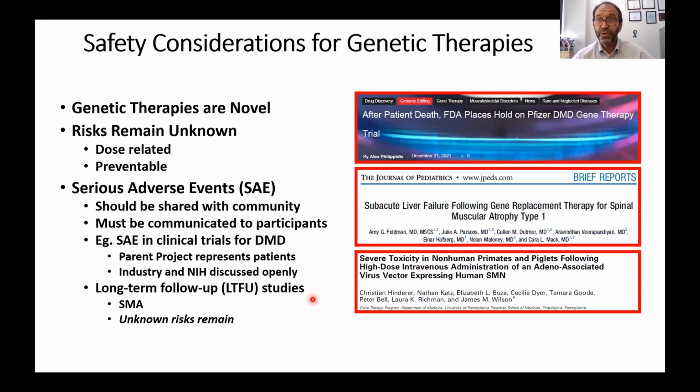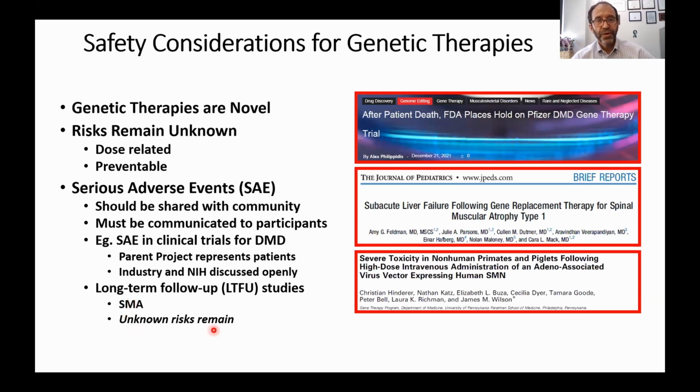Long-term follow-up studies are really, really important. That's illustrated by SMA, where really the side effects or adverse events became much more apparent following FDA approval, when many, many patients were treated, and actually, those patients are followed, and those adverse events are reported to FDA in post-approval monitoring or phase 4 research.